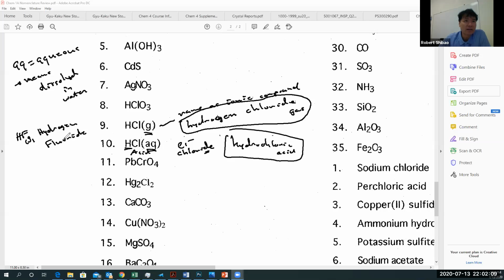Fluoride is F-L-U, not F-L-O. That's a common misspelling, people write it like flour, but it's not flour, it's fluor. Hydrogen fluoride gas. And then if I have HF and take that and dissolve it in water to make the acid mixture, this is called hydrofluoric acid. Hydrofluoric acid. It's an example of that.